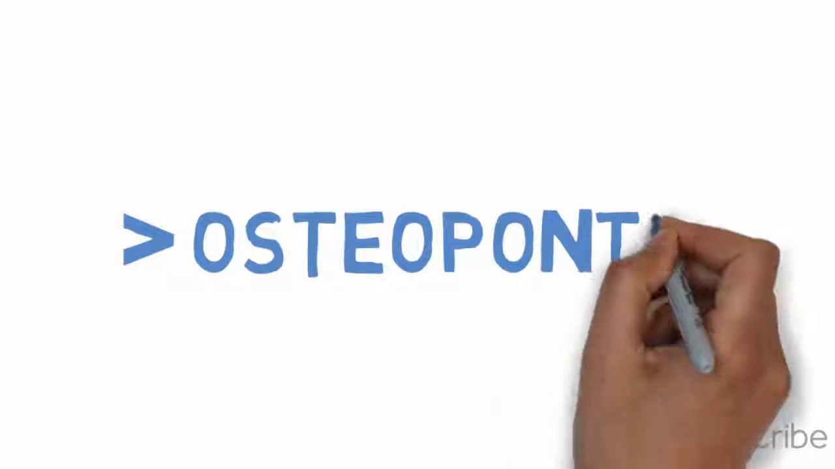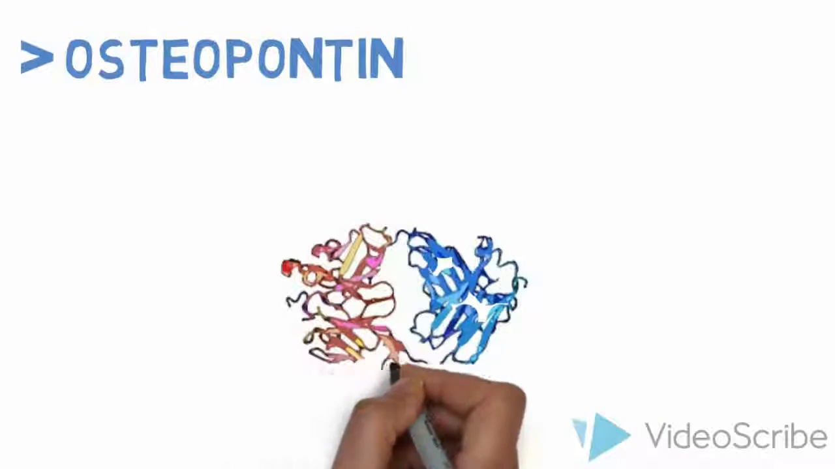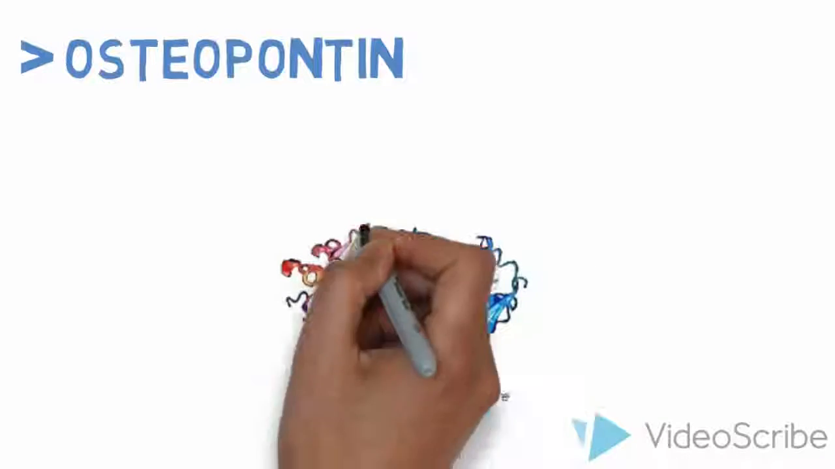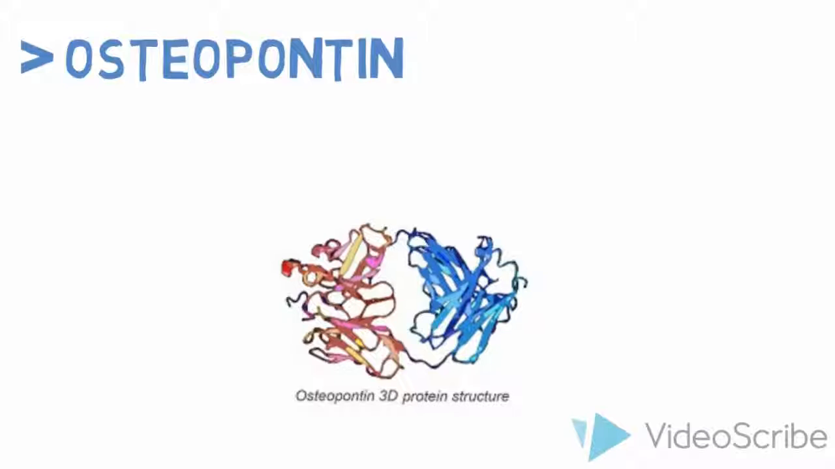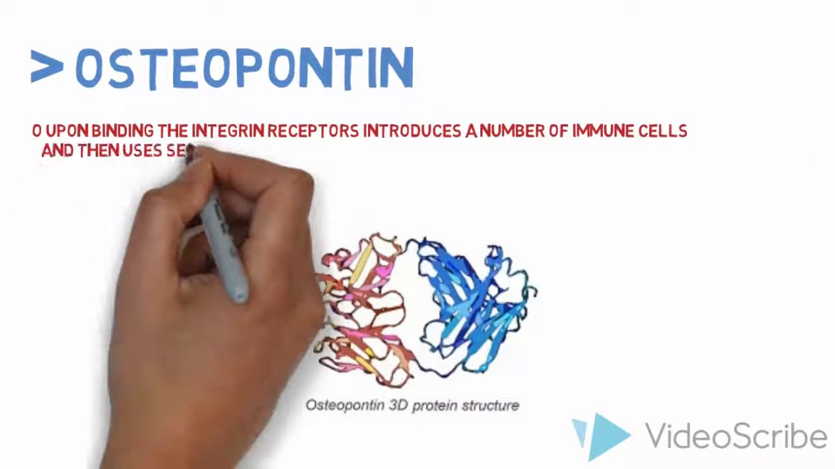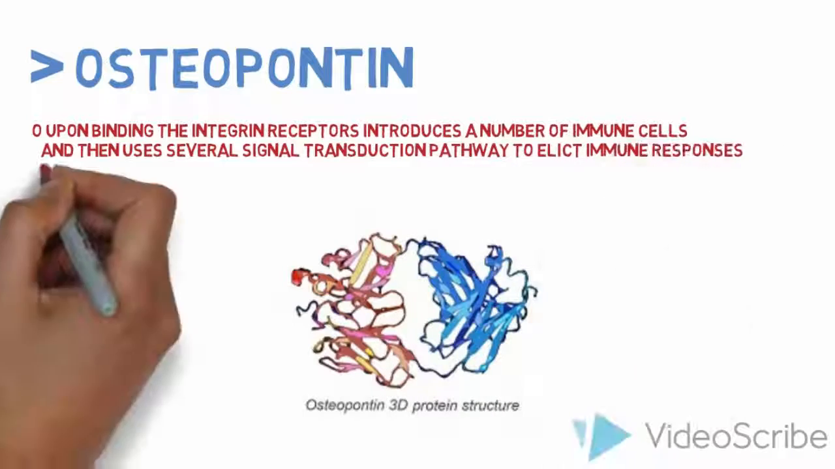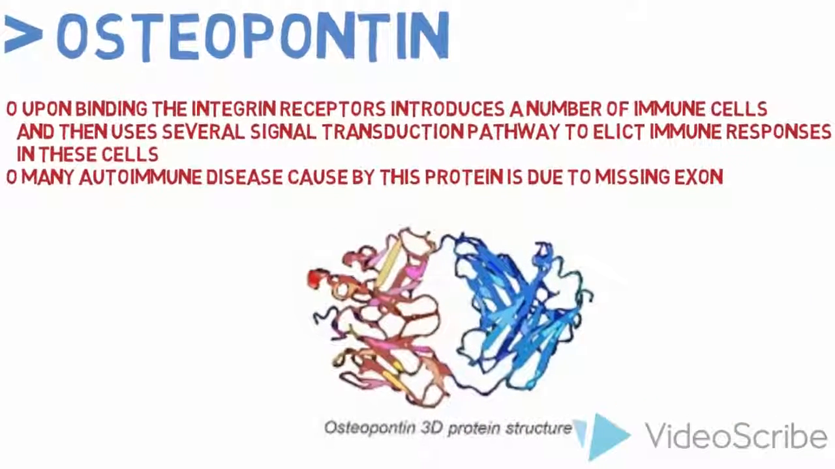So osteopontin. Let's learn more about this protein. So basically, this is a flat 3D protein structure of osteopontin, as seen here. With osteopontin, upon binding, the integrin receptors recruit a number of immune cells, and then use several signal transduction pathways to elicit immune responses. And many autoimmune diseases caused by this protein are due to missing exons.